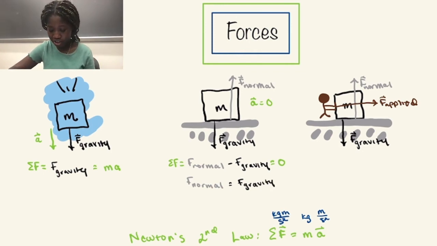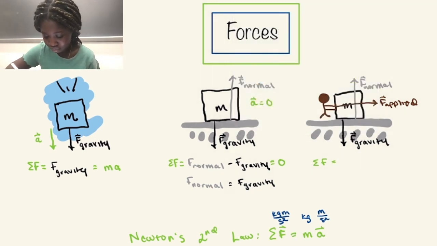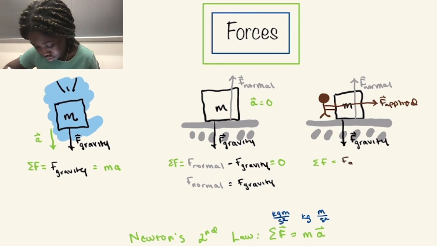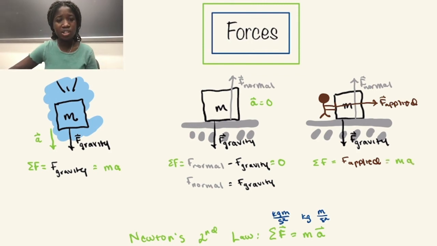Now for our third scenario. As we said, the normal force and the gravitational force are equal and opposite in direction, so I will not include them in our sum. So the sum of the forces is equal to just the applied force. And this equals mass times acceleration. So this is similar to the first scenario. There's only one force, and so what direction is the acceleration? In the same direction as the applied force.